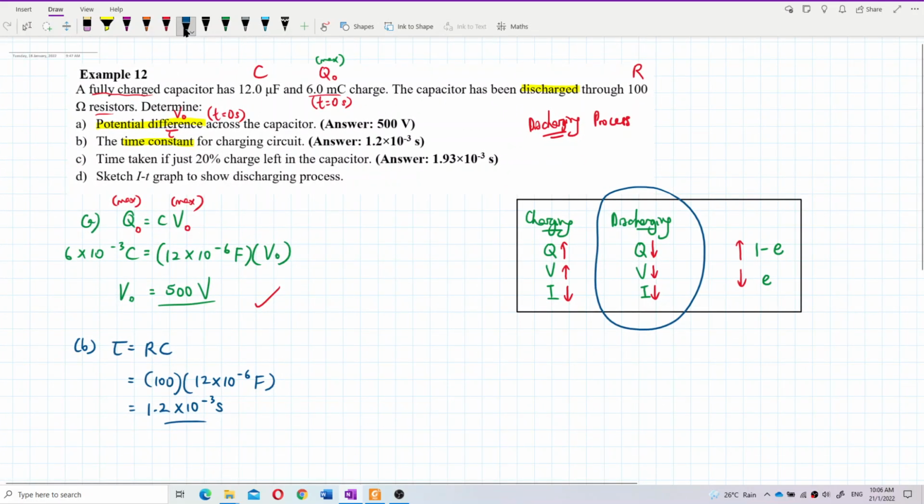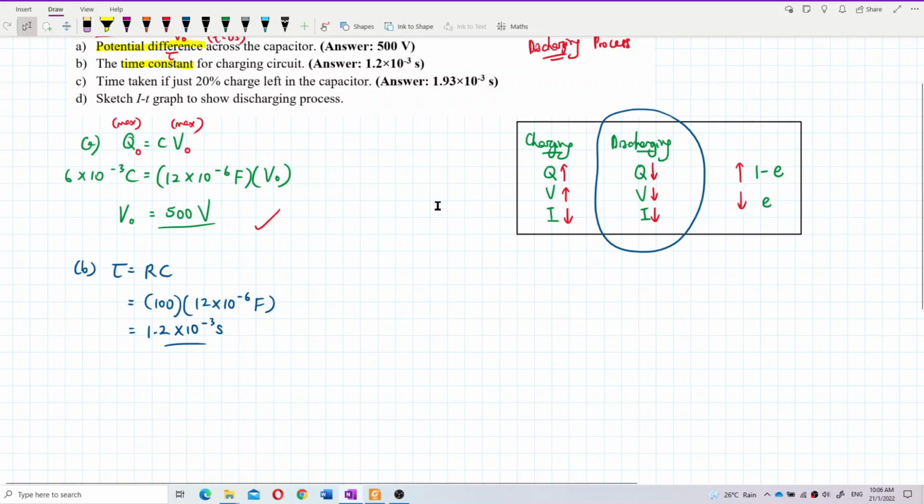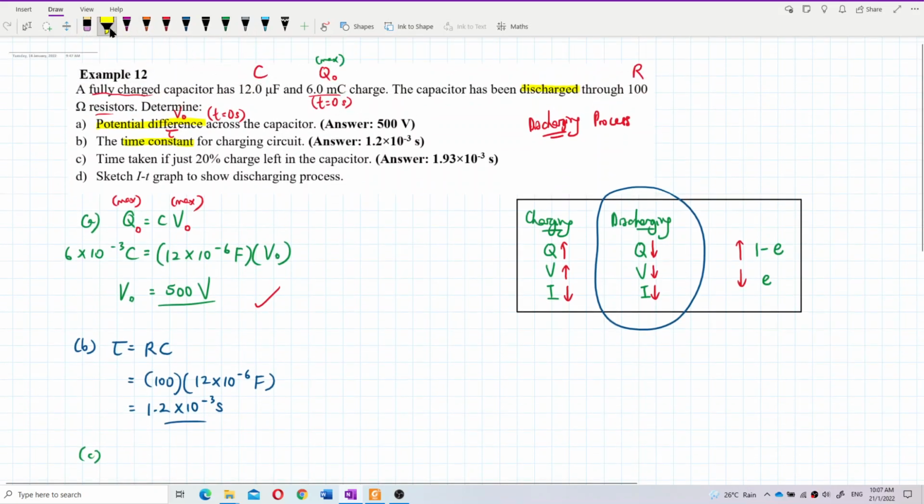So now let's do question C. What is the time taken if 20% charge left in the capacitor? This one is talking about charge. We need to find the time taken T, and it's talking about charge.